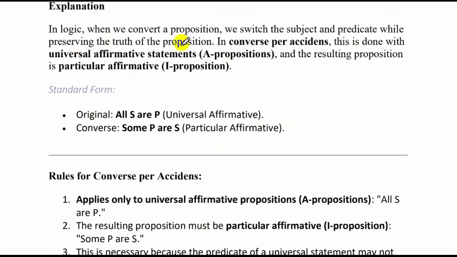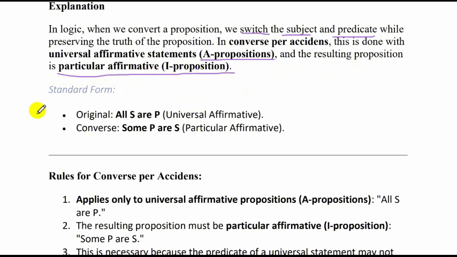In logic, when we convert a proposition, we switch the subject and the predicate. So there's a switch of the subject and the predicate while preserving the truth of the proposition. So even when we switch the subject and predicate, the truth of the original proposition remains. In converse per accidence, this is done with universal affirmative statements, that is A propositions, and the resulting proposition is the particular affirmative I proposition.